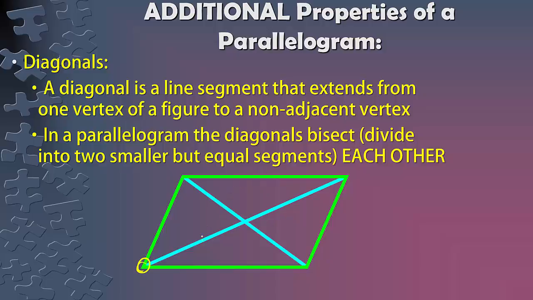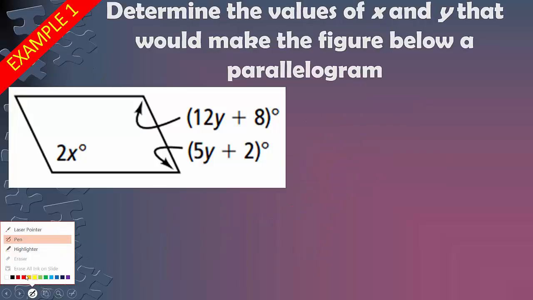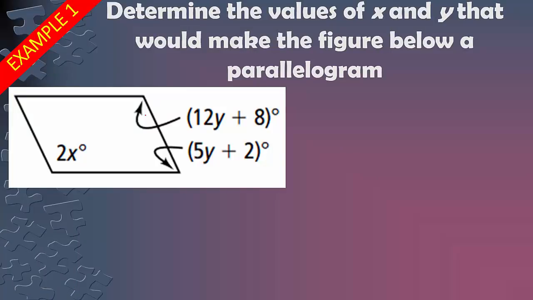segments each other. So like this and this are congruent, and this piece are congruent, but they're not all necessarily the same. Okay, so keep that in mind. Each half of one diagonal would be equal to each other, but they wouldn't be equal to all of them. So let's look at the first example. So we've got to solve for x and y based on this in order to make it a parallelogram.